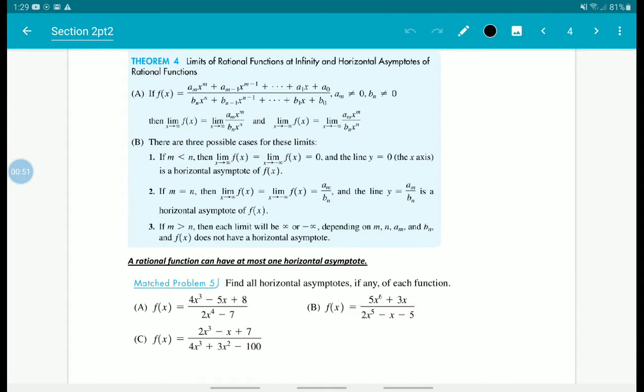What we're really doing is looking at what happens as x approaches infinity or as x approaches negative infinity. So you're going to get the same result if you approach infinity or negative infinity for a rational function. That's always going to be a true statement.